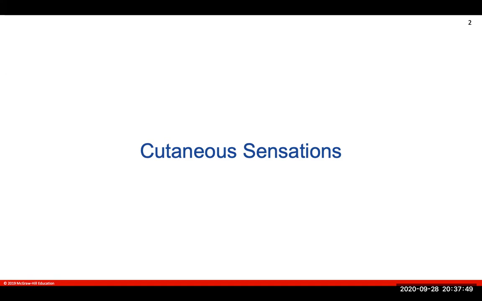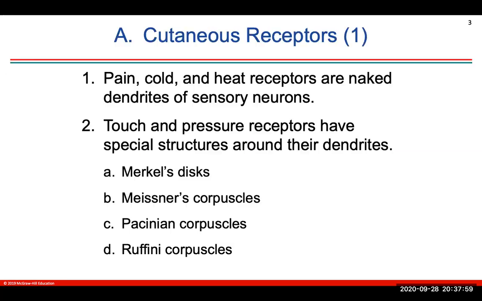This lab is all about cutaneous sensation and also taste. So this ties in nicely with chapter 10, which is one of the chapters in this module that you'll be studying. Cutaneous sensations have to do with receptors in the cutaneous membrane, which is your skin. So these are all pain, cold, and heat receptors. They are naked dendrites, we call them, of sensory neurons.